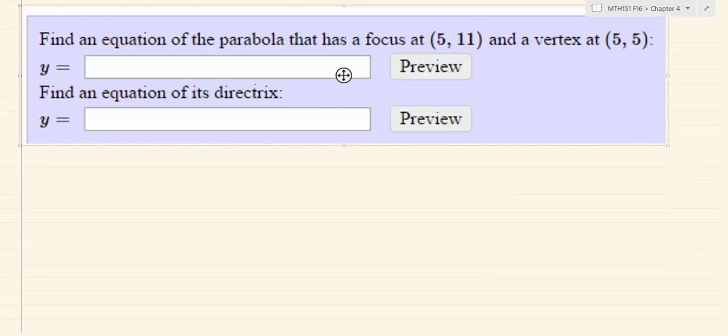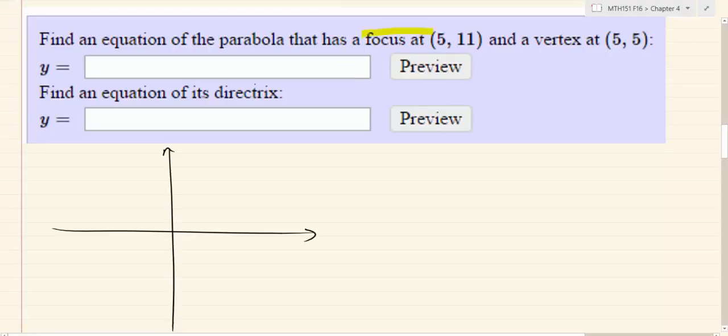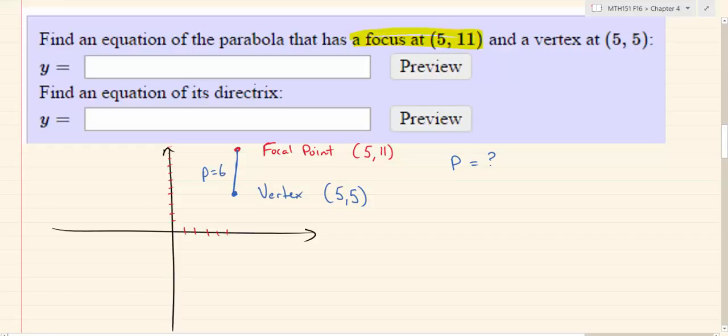Find the equation of a parabola that has a focus at 5,11 and a vertex at 5,5. The first piece of information we're given is that our focus is at 5,11. So that's a focal point. They also tell us the vertex, and that's at 5,5. What is P? P is equal to 6. You subtract the y coordinates, so 11 minus 5 is 6. If you go 6 units up to get to the focal point, you need to go 6 units down to get to the directrix. And what's the equation of the directrix? Y equals -1.